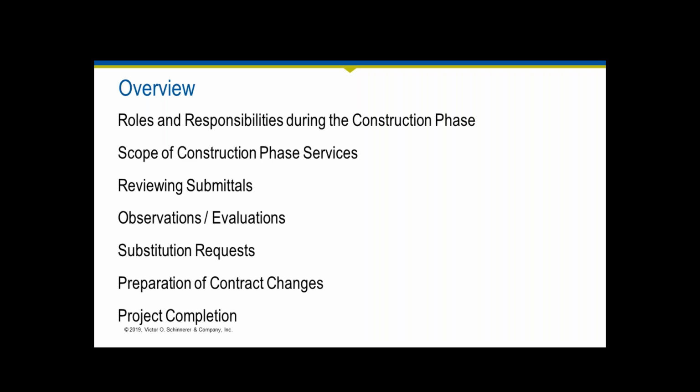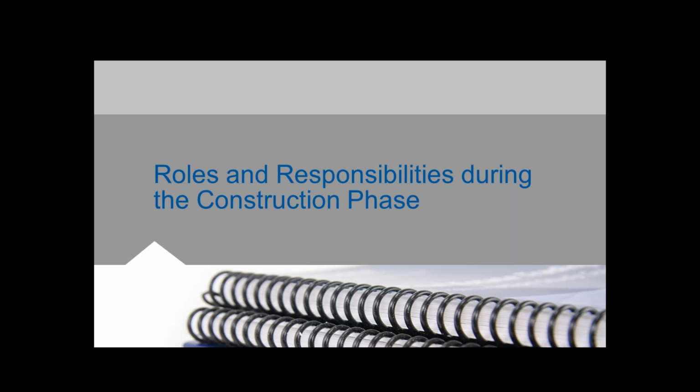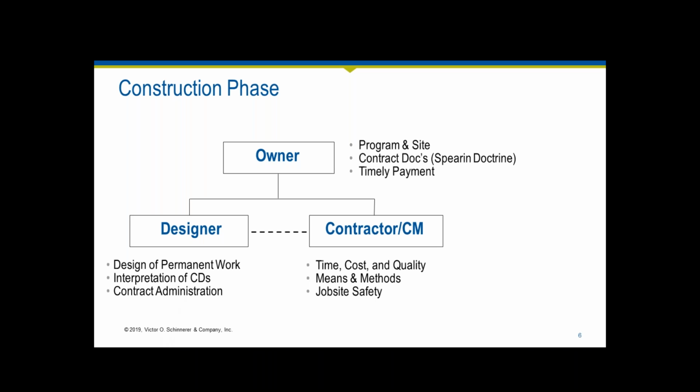But before we go into all of that, we first need to understand what your roles and responsibilities are during the construction phase. Now, for this presentation, we are assuming that you are in a design, bid, build environment, and that during the construction phase, there are actually two separate contracts that govern the relationships between the owner, the design team, and the contractor. You, as a design professional, have a separate contract in a design bid build environment that allows you to provide services.